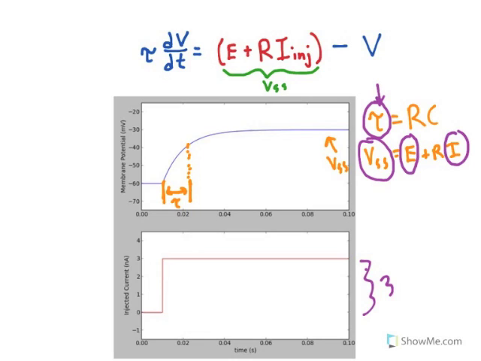So I'm not going to go into it, but in the simple experiment, you can actually figure out what the resistance and the capacitance is. You can figure out the resistance from the steady state voltage, and then plug the resistance into this equation to figure out what the capacitance is.